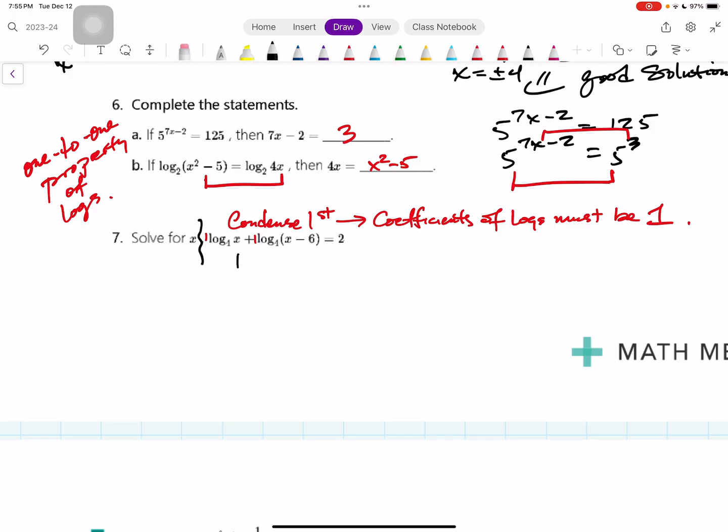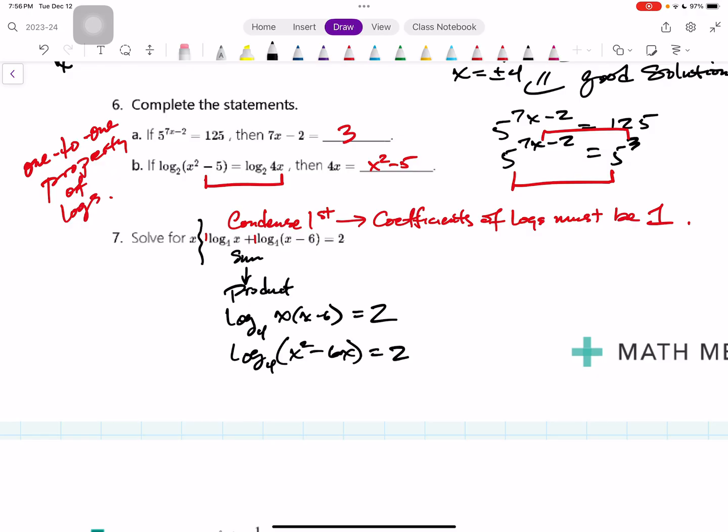And you go from sum to product, as I've talked about in class. So we're going to take log base 4 of x times x minus 6, and that's going to be equal to 2. Simplify or distribute, however you want to say it. X times x is x squared, x times negative 6 is negative 6x, and that's equal to 2. Now you switch to exponential form.